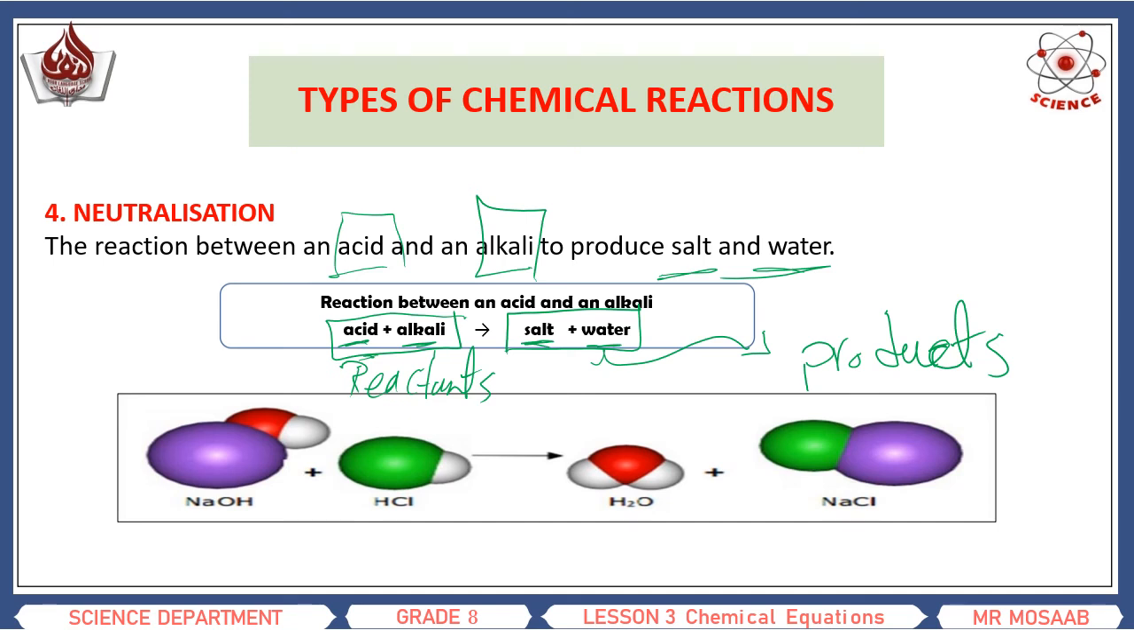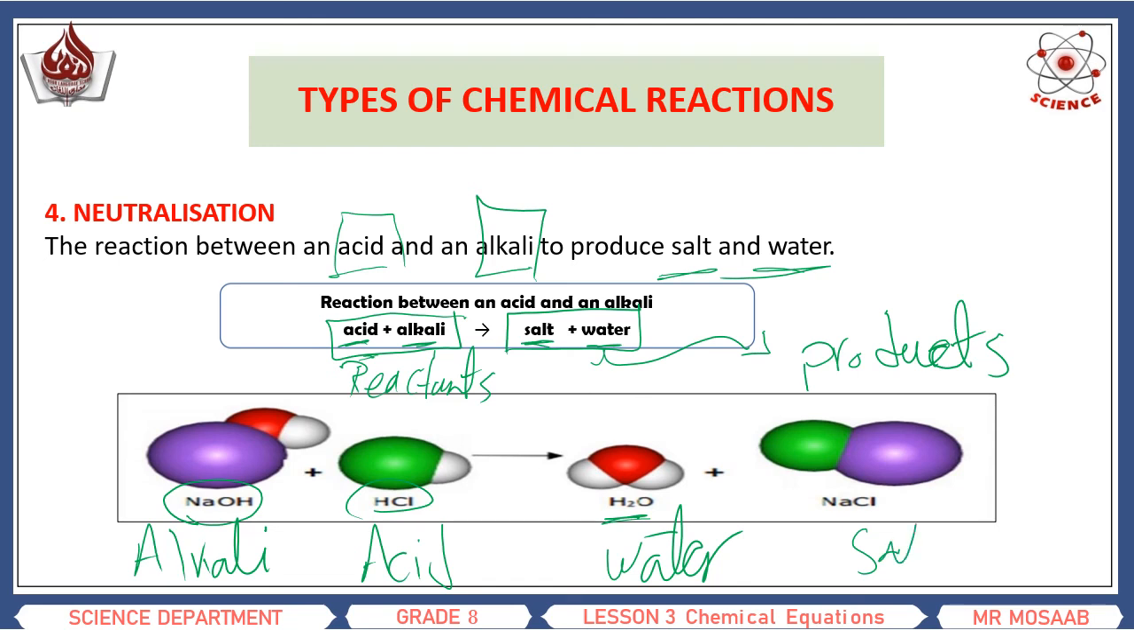For example, NaOH, it's an alkali. HCl is an acid, produces H2O, which is water, and NaCl, which is salt, table salt. So how to know this reaction is a neutralization reaction? You will find always in the products there is a salt and water. Always in the products we will find salt and water.